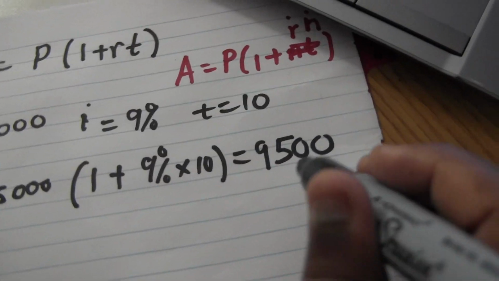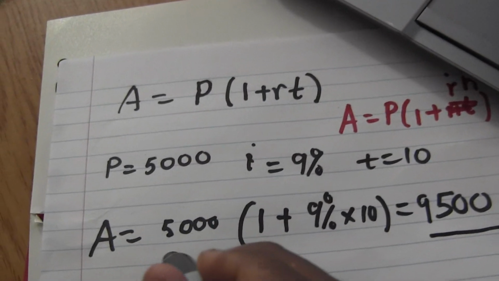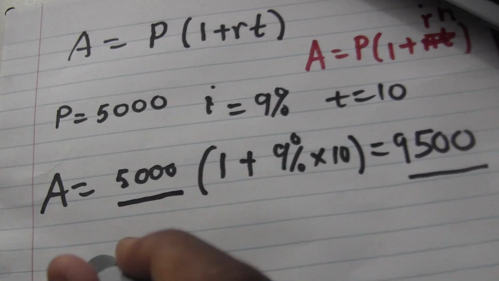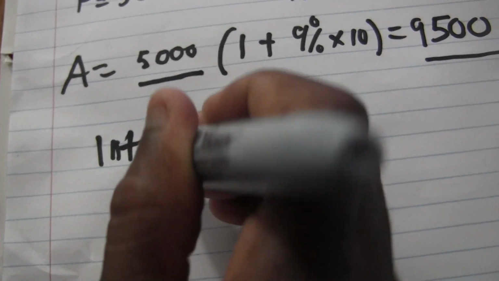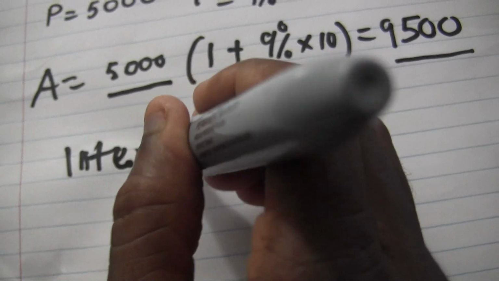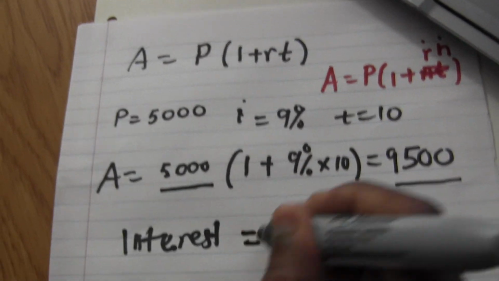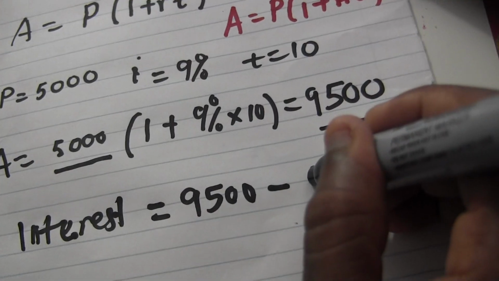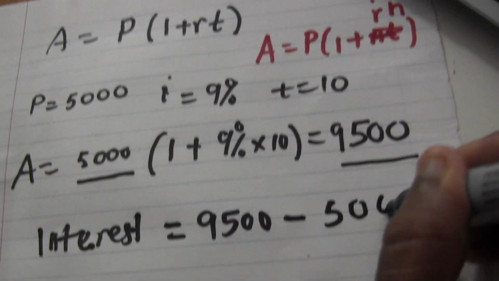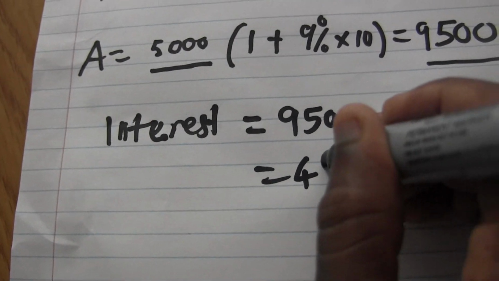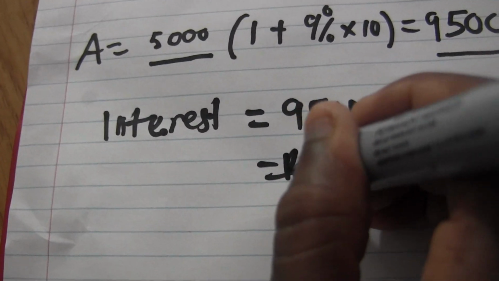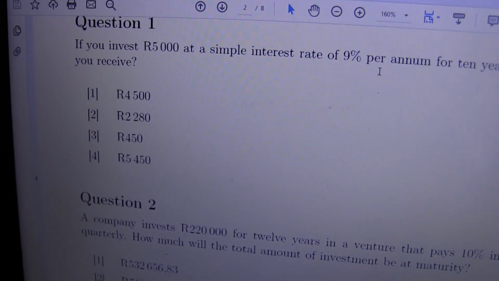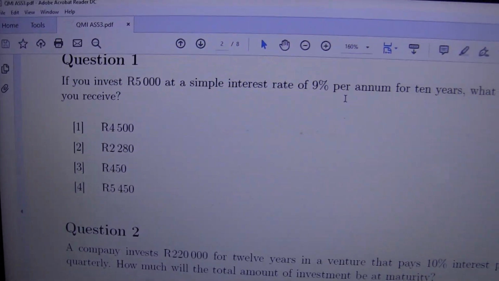So what I'm going to do is take this amount here and minus what I had at first. So to get the interest you receive, it equals 9500 minus the money that you put in for your business or whatever you're doing. So this is going to give me 4,500. So this is going to be option A. For the first question, it is option A, option 1.